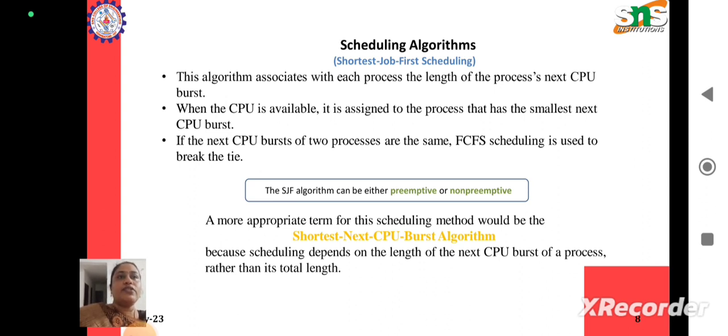So a better term for this algorithm would be the shortest next CPU burst algorithm. But in most of the books we refer to, it will be written as shortest job first scheduling or the shortest job first algorithm. But remember that even though it is a shortest next CPU burst algorithm, we have seen how it works. Now let's see with some examples.